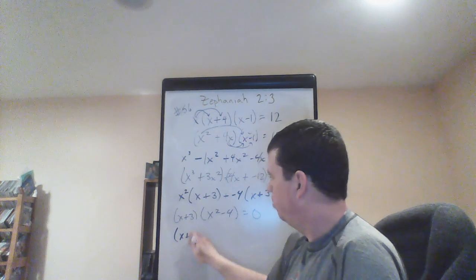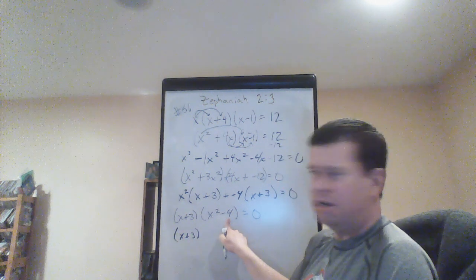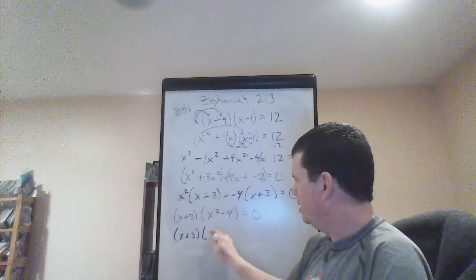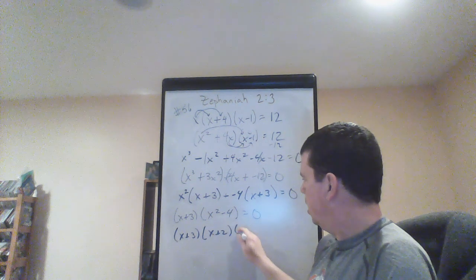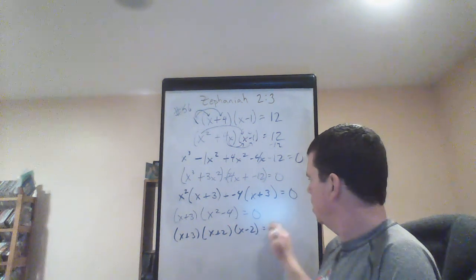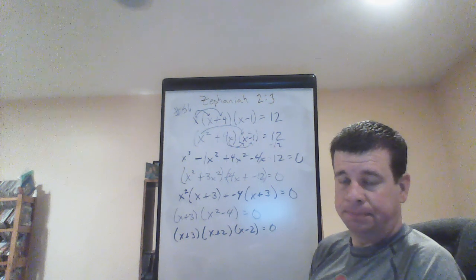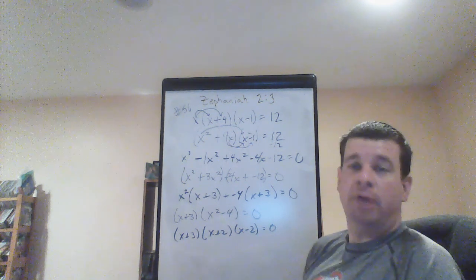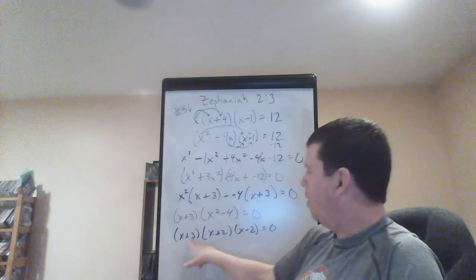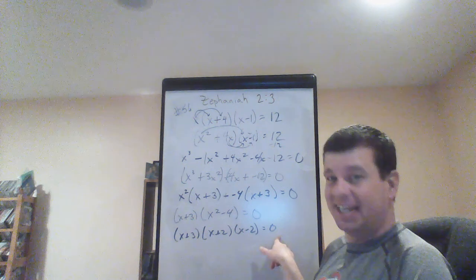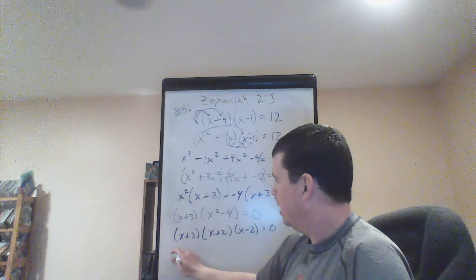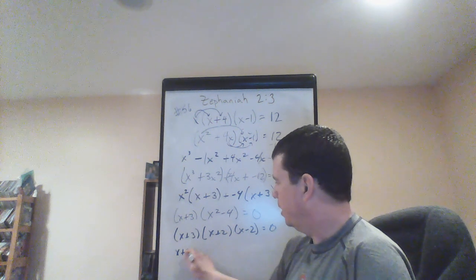So I can now factor this as x plus 3. And a difference of 2 squares, I can factor that as x plus 2 and x minus 2. And it still equals 0. Now I'm ready to use the 0 product property. I'm multiplying 3 different things and getting 0. So I can set each of those equal to 0.